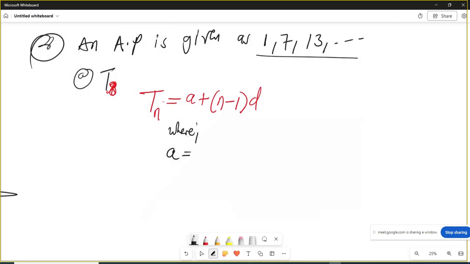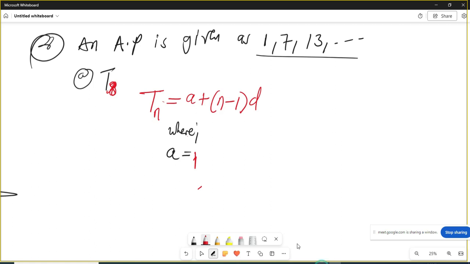The value of A is 1. It's 1 indeed. So the value of A is 1. Thank you for that, Rachel. So what we'll do is, since we know the value of A is 1, how about the value of N?